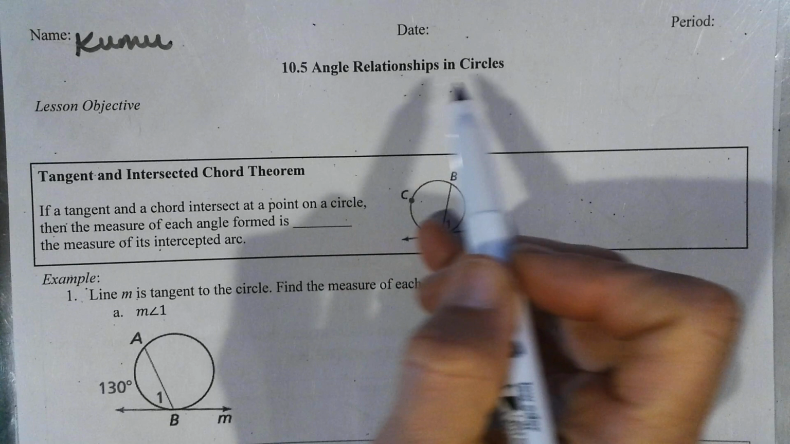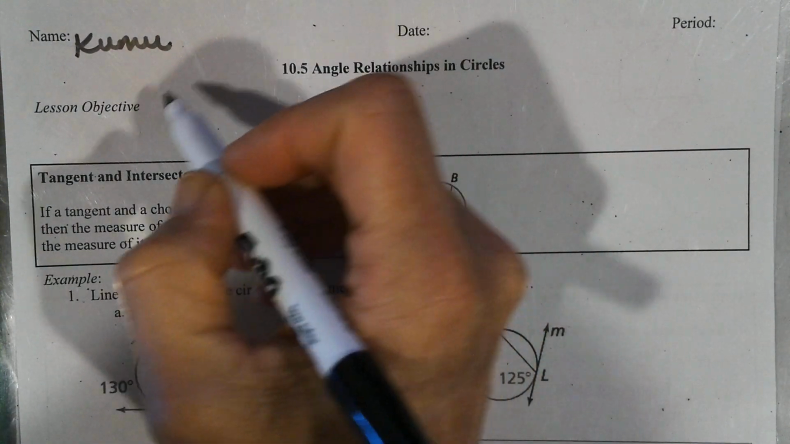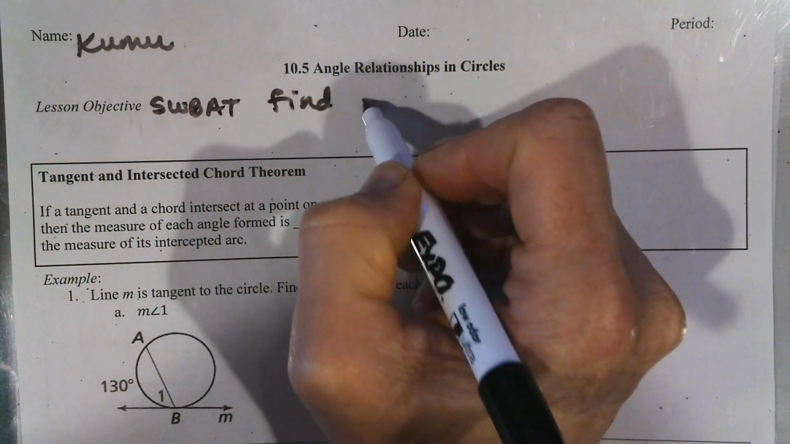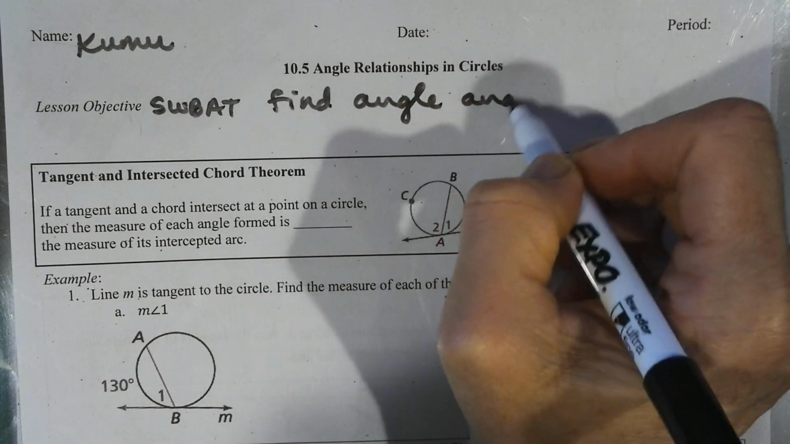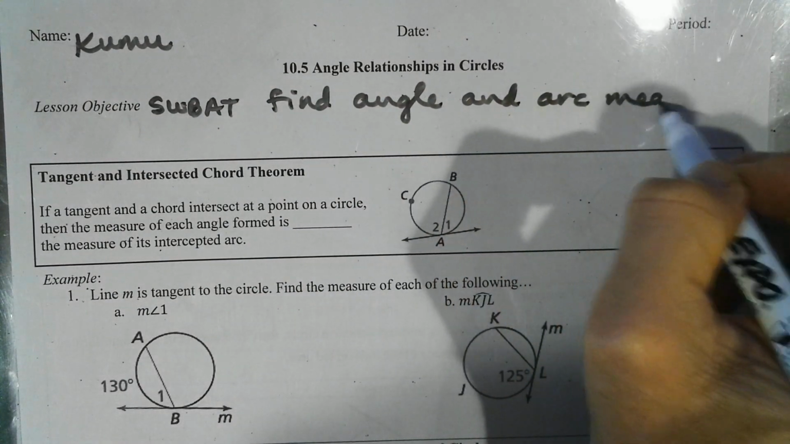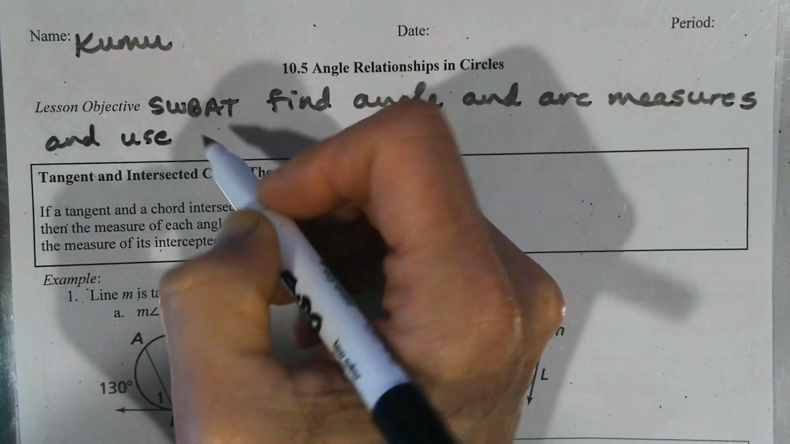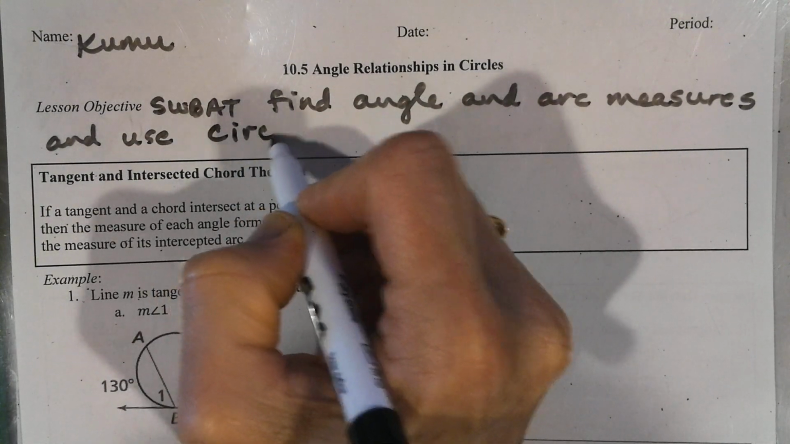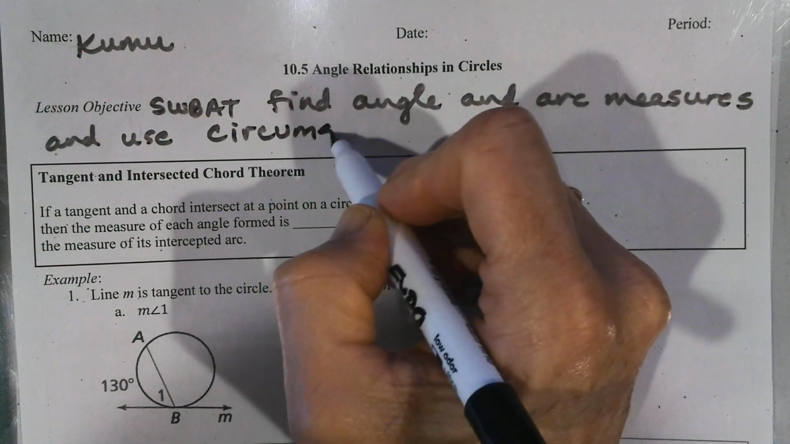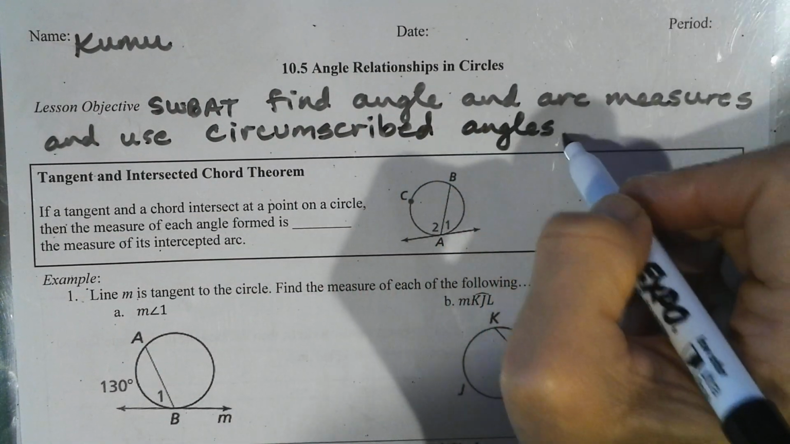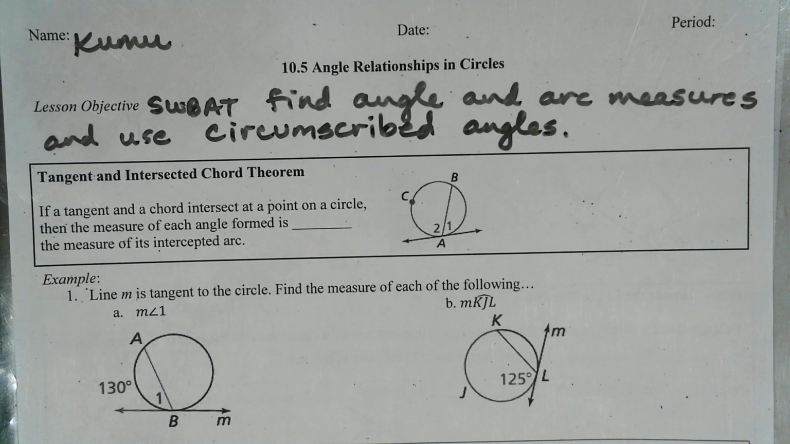Today's topic is angle relationships in circles, and the objective I have for you is that students will be able to find angle and arc measures and use circumscribed angles. Remember, the previous section was on inscribed angles. That's inside the circle. But now we're going to talk about angles that are formed on or outside the circle.